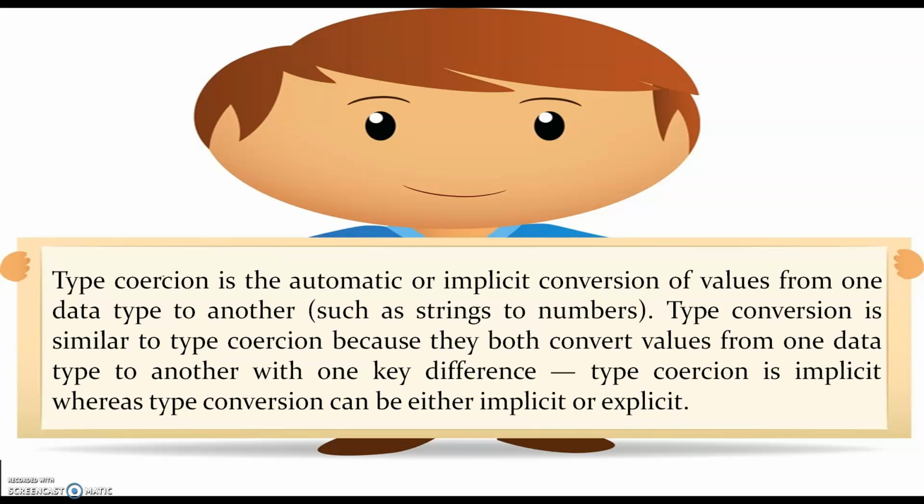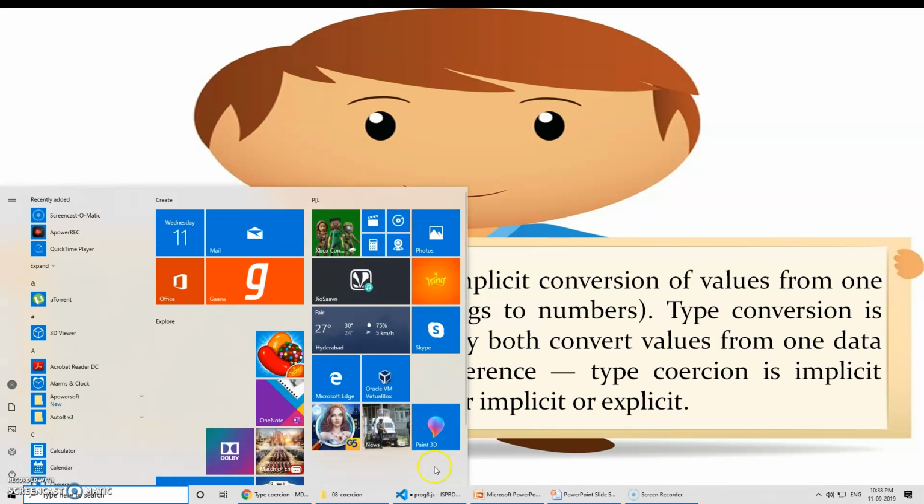Okay, so now type conversion is similar to coercion because they both convert values from one data type to another data type. Then what is the difference? Type coercion is implicit, whereas the conversion that you do explicitly is nothing but an explicit conversion. We'll see it with an example, and then you will come to know the exact definition of type coercion in JavaScript. So let's take a look into the demo.